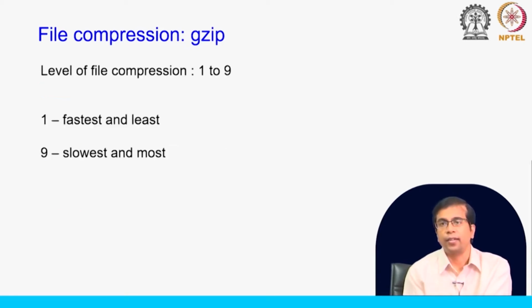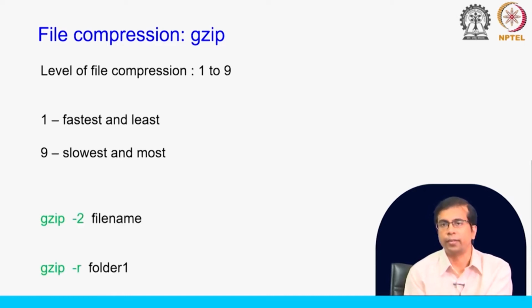The other thing is you can control the level of compression with gzip. Okay. The levels are 1 to 9. 1 is the least compressed, which means it will take more space on the hard drive, and it is the fastest, because it does not need to compress too much. So, it will be very quick, whereas 9 is the slowest and it is the most compressed. So, how do you actually control this level of compression? You say gzip -2 file name. Okay. So, these are the options.